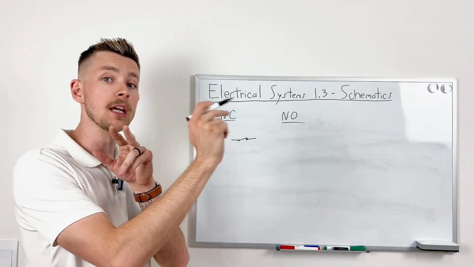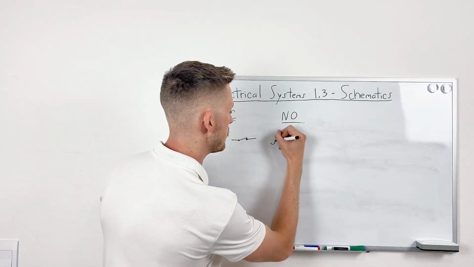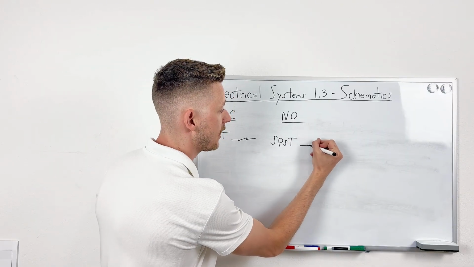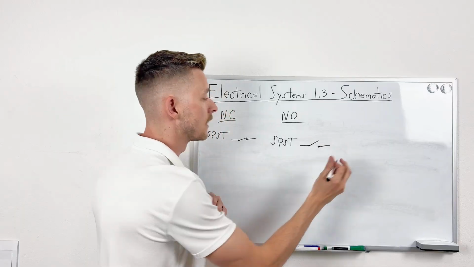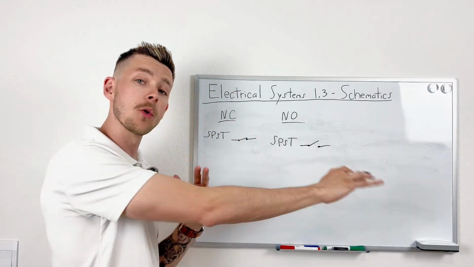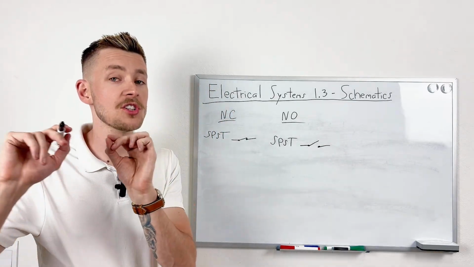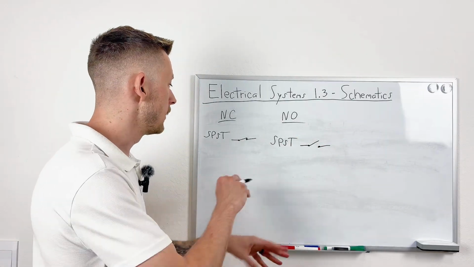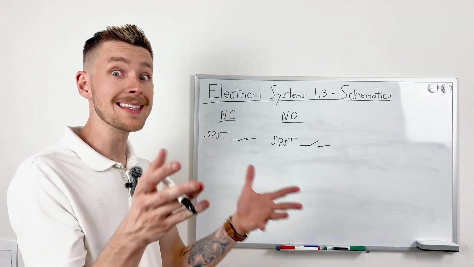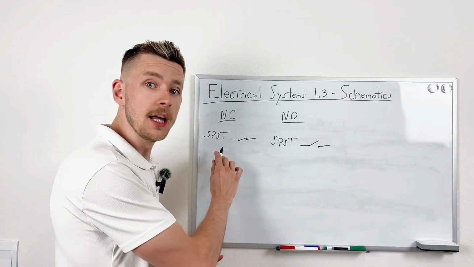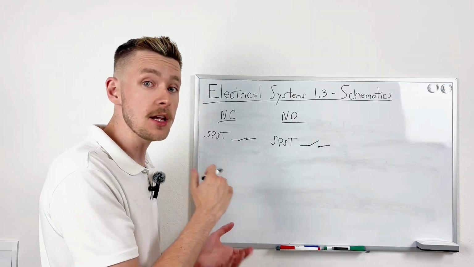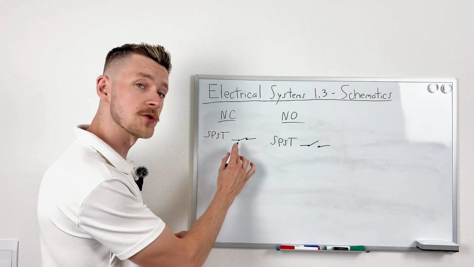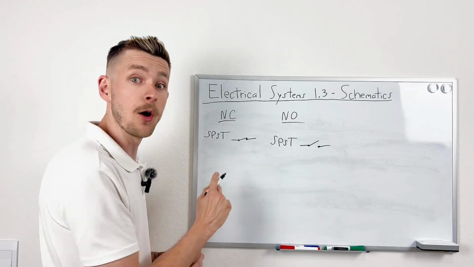So that means a normally open switch is going to be, again, single pole, single throw, and we're going to have our switch right here, and we're going to have this normally open. So now this is not going to allow current to flow until that switch is activated, and then it will close. Okay, so single pole, single throw. What does that mean? Single pole refers to the circuits involved, and single throw refers to the output. So single pole, one circuit coming in, single throw, one output possibility.